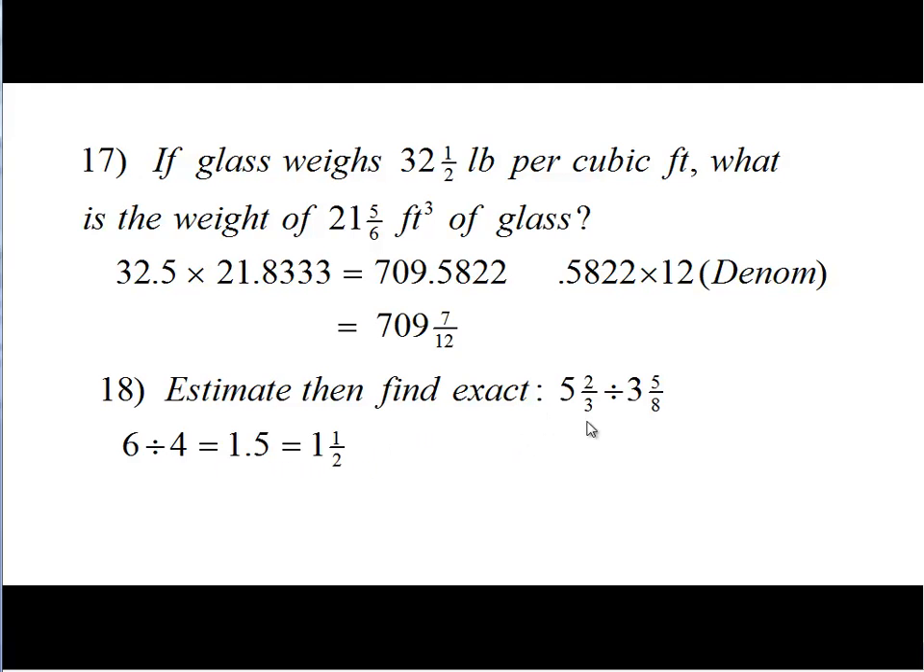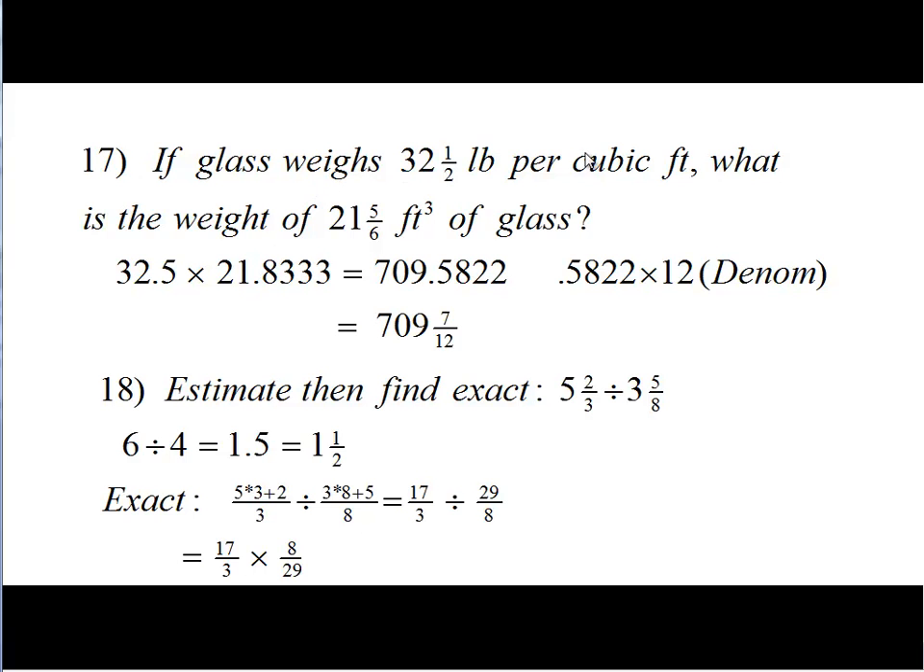Exact. We need to turn this into an exact fraction. 5 times 3 is 15 plus 2. And 3 times 8 plus 5. Okay, I have 5 times 3 is 15 plus 2 is 17 over 3. Divided by 8 times 3 is 24 plus 5 is 29 over 8. I'm going to flip this over and multiply. So I have 17 divided by 3 times 8 divided by 29.